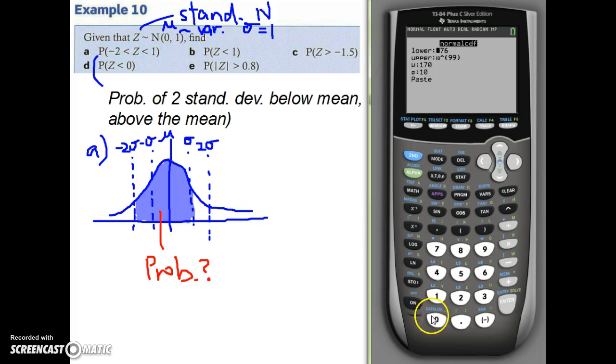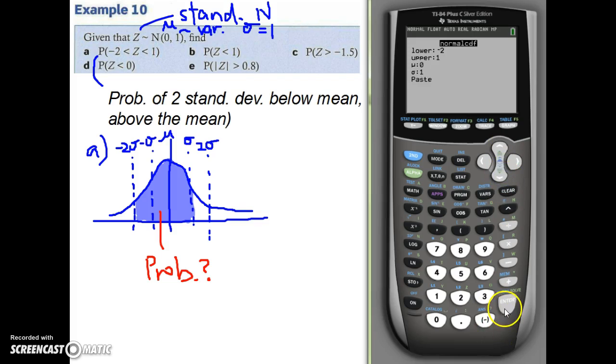Your lower is -2. Your upper is 1. Your mean, remember, we're talking about the standard normal distribution, so your mean is 0. Your standard deviation, not variance, okay? This is standard deviation. It is 1.